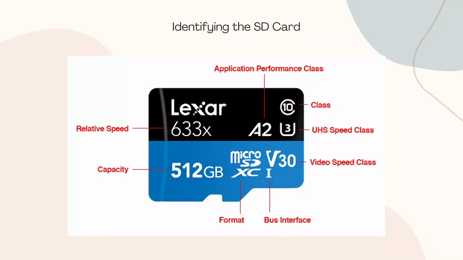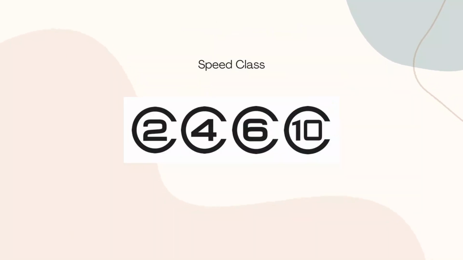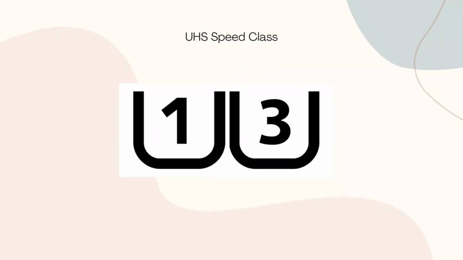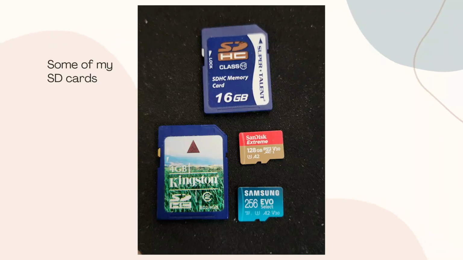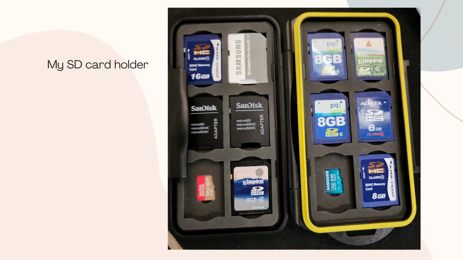Here's the identifying pieces of the SD card. Here is the speed classes, the UHS speed class, and the recommended speeds. Here's some of my SD cards. And I have an SD card holder that holds both the micro SD card and a regular size SD card, or their adapters.